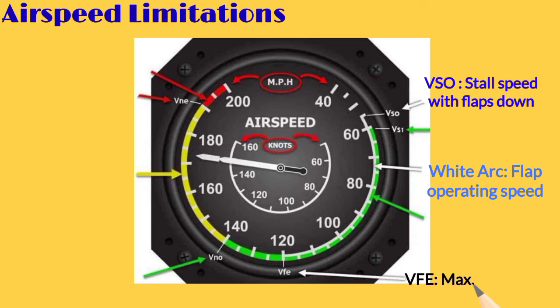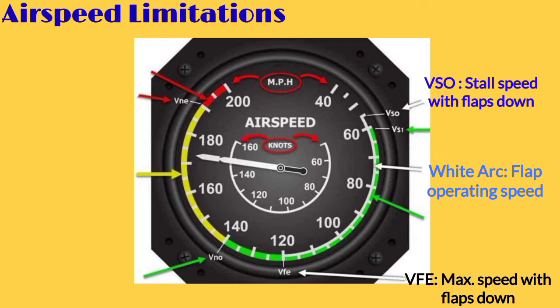Now at the top of the white arc is the airspeed limitation called VFE. Again, V stands for velocity, F stands for flaps, and E is extension. This is the maximum speed at which flight is allowed with the flaps extended.